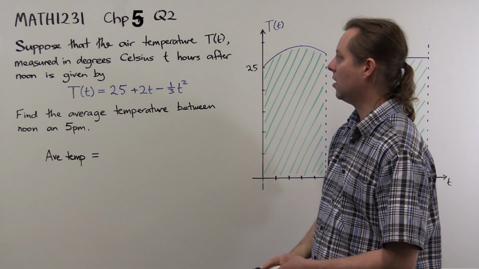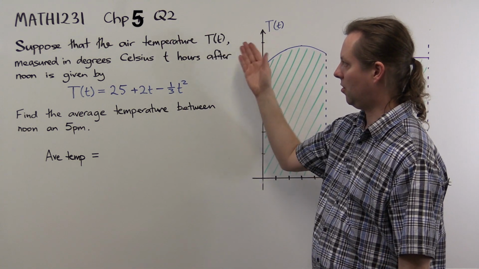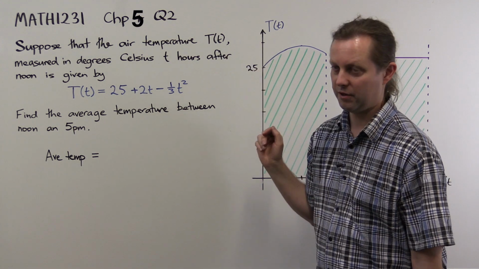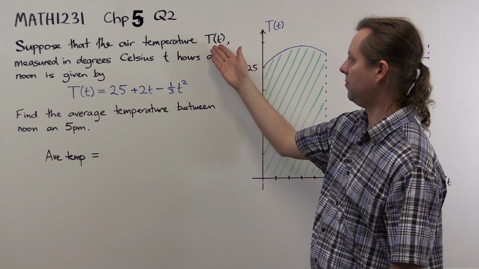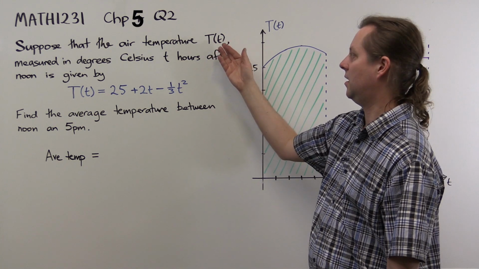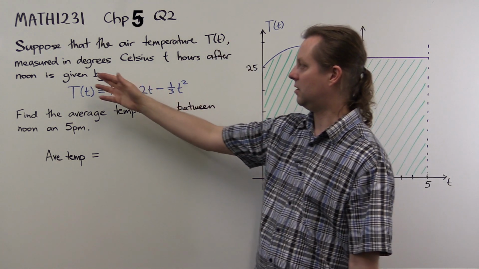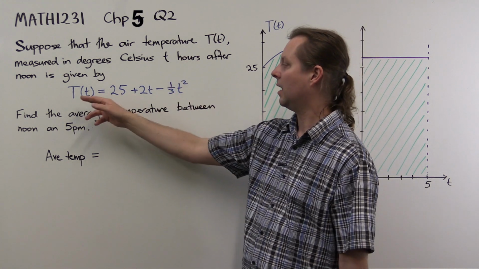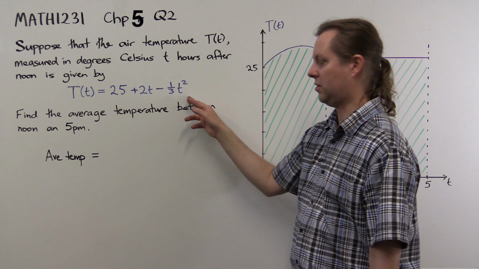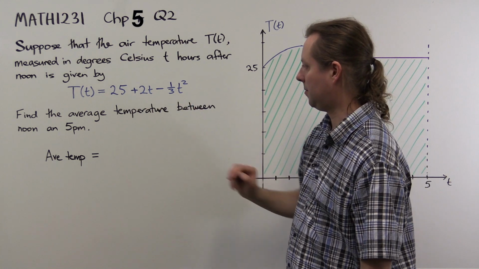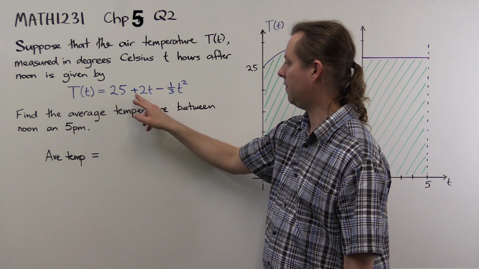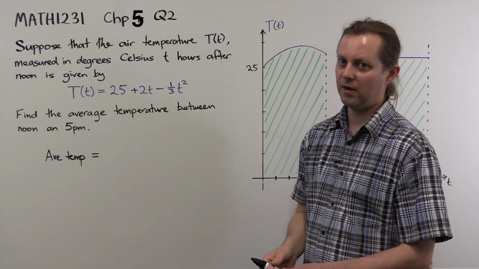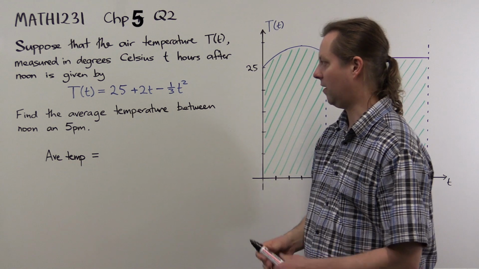In this question, we have the air temperature over some period, and we want to know its average value. We're told that the temperature, capital T as a function of little t, is measured in degrees Celsius, and little t is in hours after noon. The temperature is given by this quadratic: capital T of little t is 25 plus 2t minus 1/3 t squared. We want to find the average temperature between noon and 5 p.m.